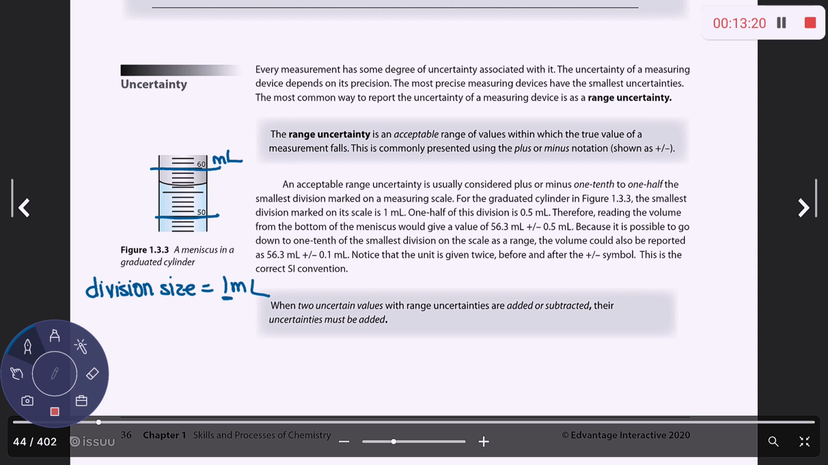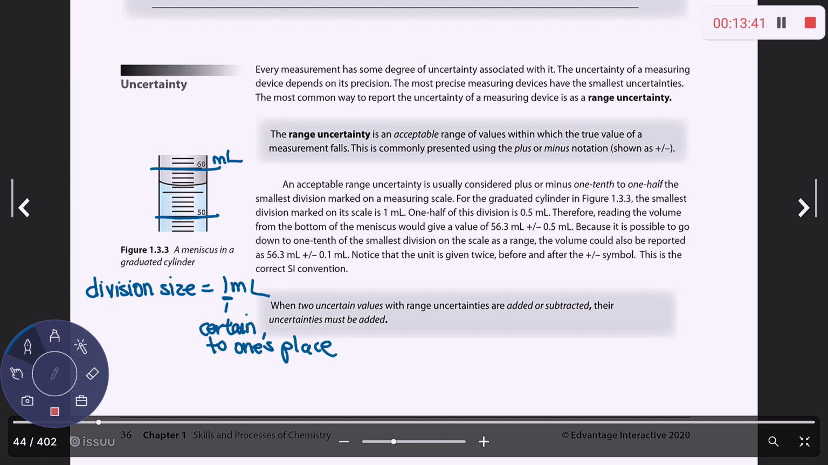After you record the division size, or the increment size, which is the same thing, this tells you that you are certain up to that decimal place. So that means we are certain to the ones place. And when you go to record the volume that is in this graduated cylinder, you have to go one place beyond that to give me an estimated digit, okay?